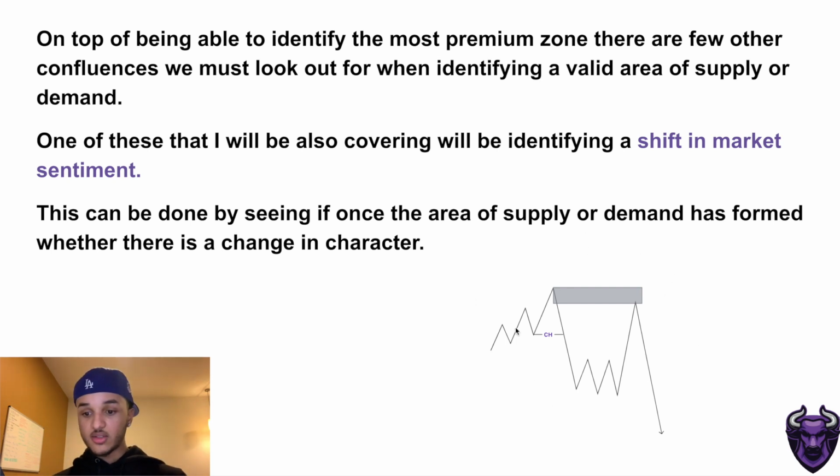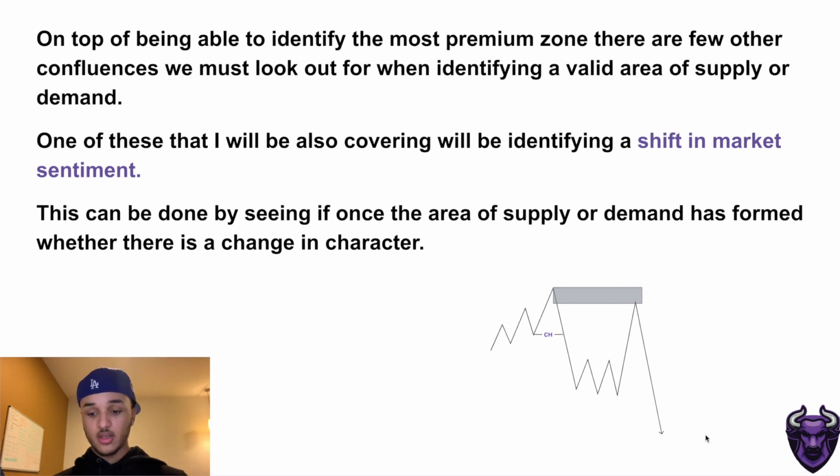As you can see in this little chart that I've put down in the slides here, price was creating higher highs and higher lows, and then we see price pushed down to the downside and is followed by a change in character. So this gives us a confluence and confirmation there's going to be a shift in the market sentiment. It's an extra confluence that we look out for, increasing the probability of this trade happening in our favor. And as we can see, price then pulled back into this area of supply, and we see a continuation to the downside.